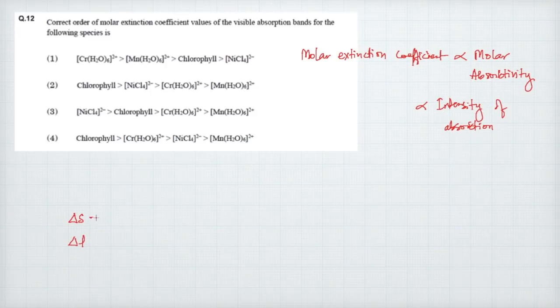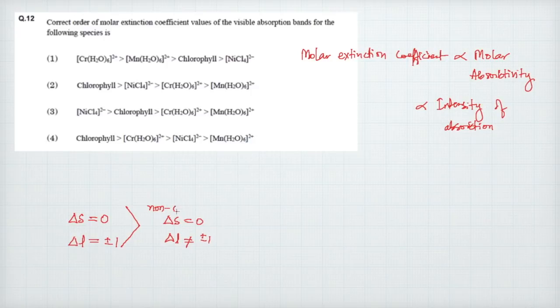The spin rule says that the delta S, that means the spin during the transition, should not change, and there should be a change in the parity. That is called the Laporte rule, right? So if something is spin allowed as well as Laporte allowed, in that case its intensity will be highest. Then if you have spin allowed, but Laporte is not allowed, so delta L is not equal to plus minus 1, in that particular case also you have two types of cases.